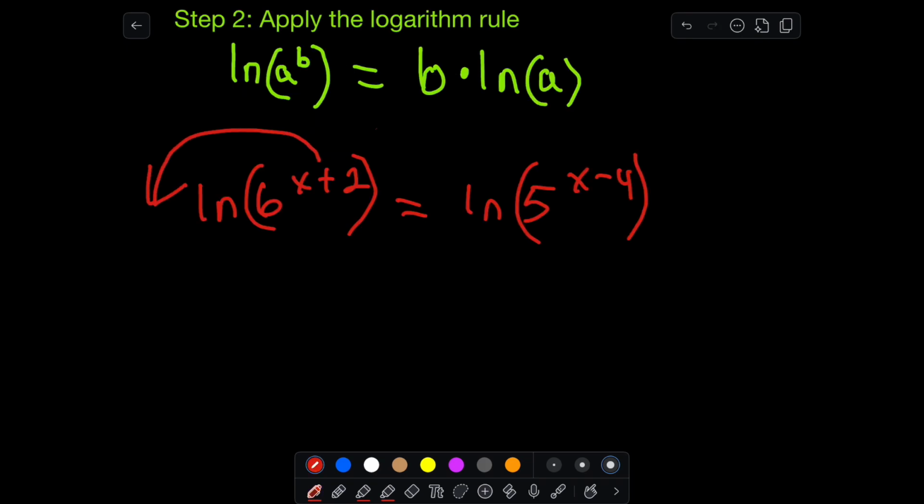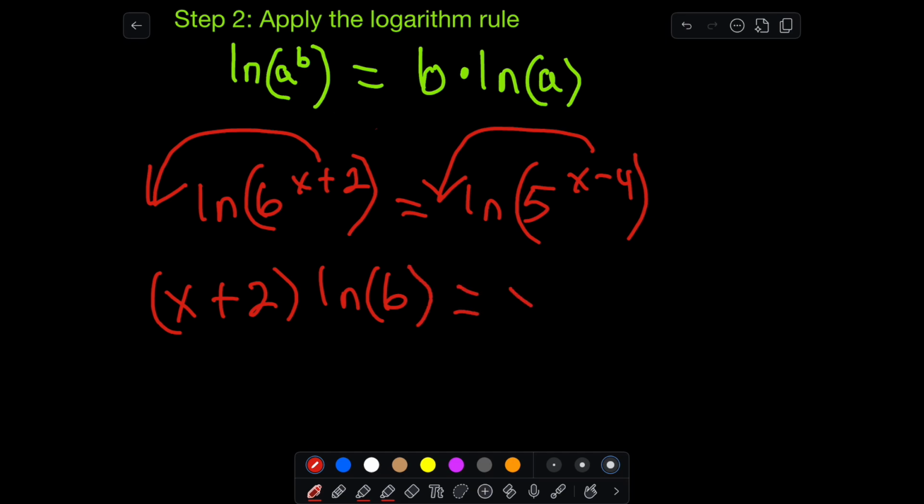So it may not be intuitive at first, but the whole exponent in this case is the x plus 2 and the x minus 4. So you bring the entire x plus 2 and x minus 4 down to where it's in front, and that entire thing is multiplied by the natural logarithm of 6 and 5 respectively.